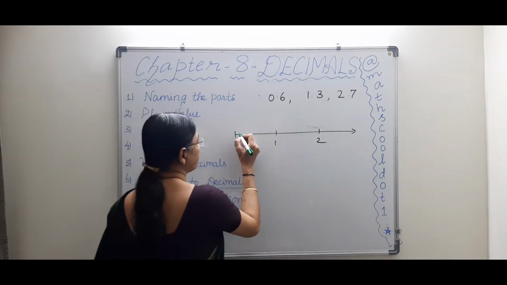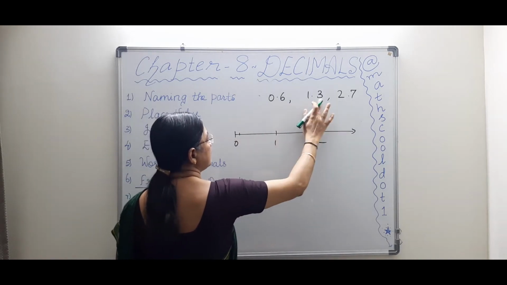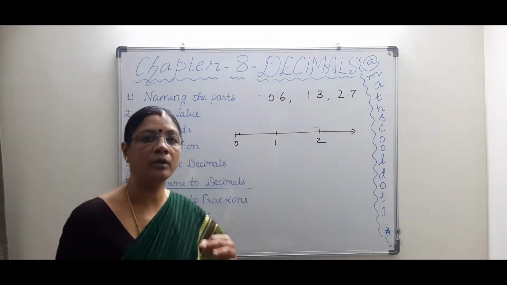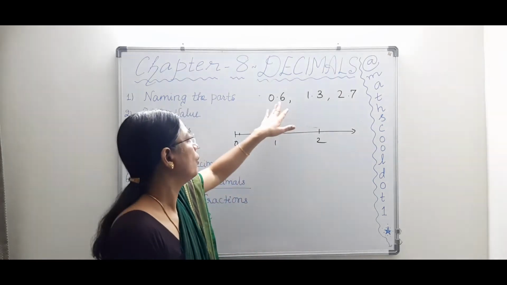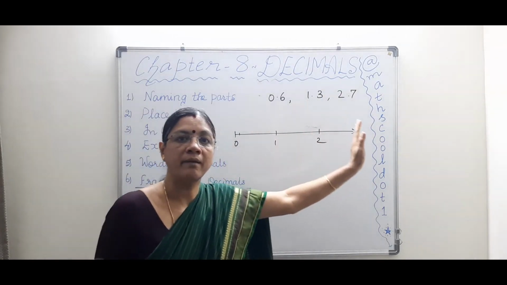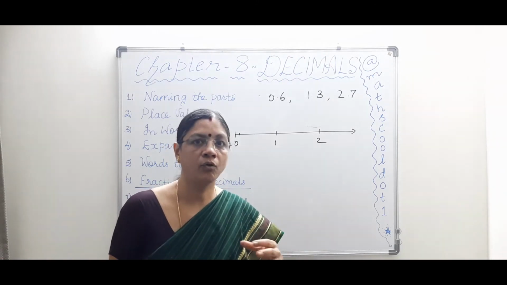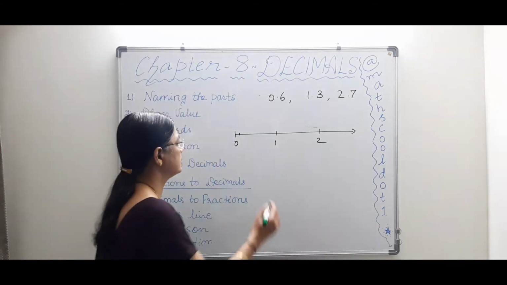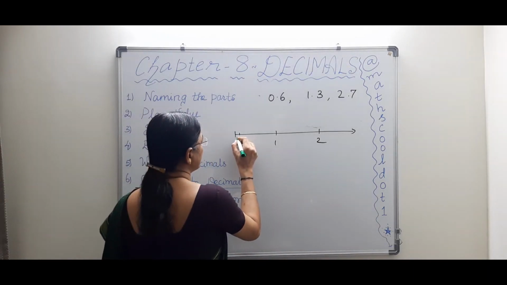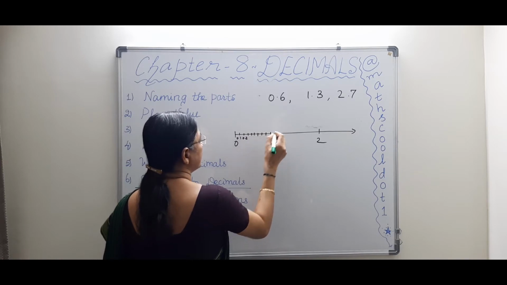Now we'll mark it. Since it is 0.6, 1.3 and 2.7, this one is an even number and these two are odd numbers. If all the numbers have even digits in their decimal places in the question, then you can skip 0.1, 0.3 and mark it as 0.2, 0.4, 0.6, 0.8 and 1. Now I do it as 0.1, 0.2, 0.3, 0.4, 0.5, 0.6, 0.7, 0.8, 0.9 and this is 1.